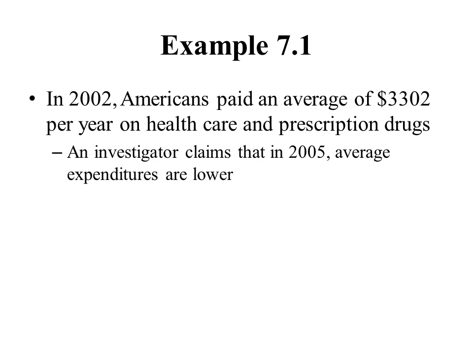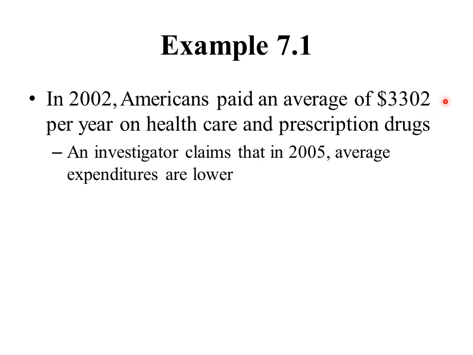Now let's look at another example. This is example 7.1 from the book. It's going to be a similar type scenario. We're just going to have some different numbers involved here. So in the year 2002, Americans paid an average of $3,302 per year on health care and prescription drugs.